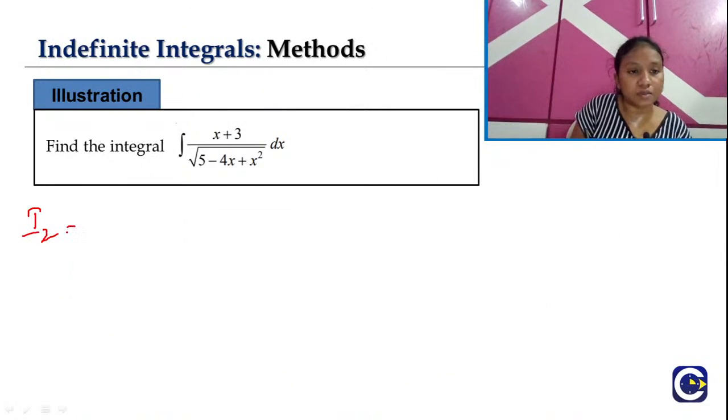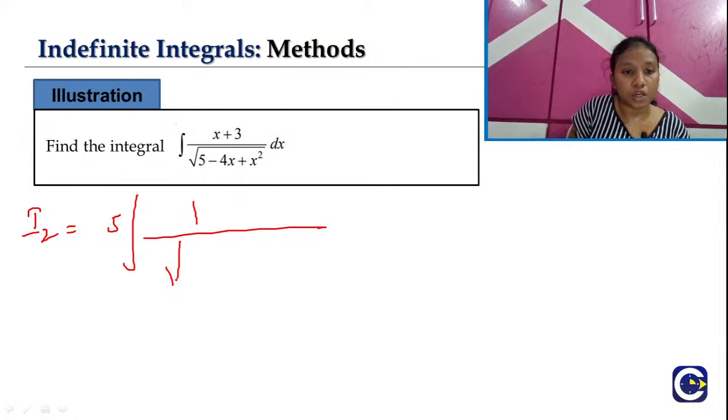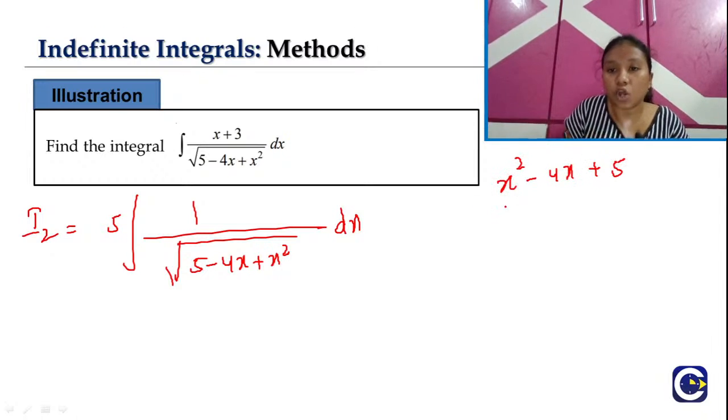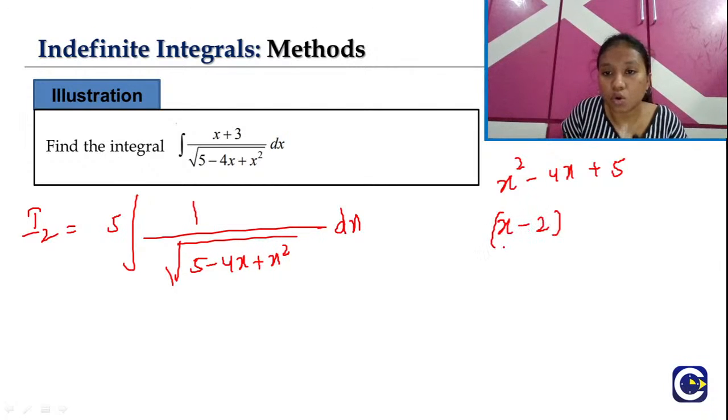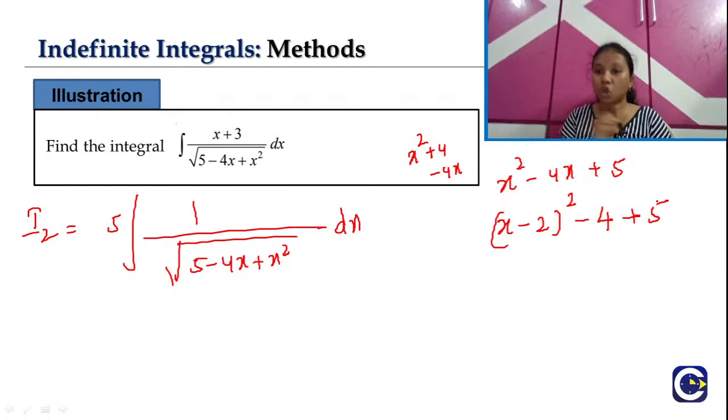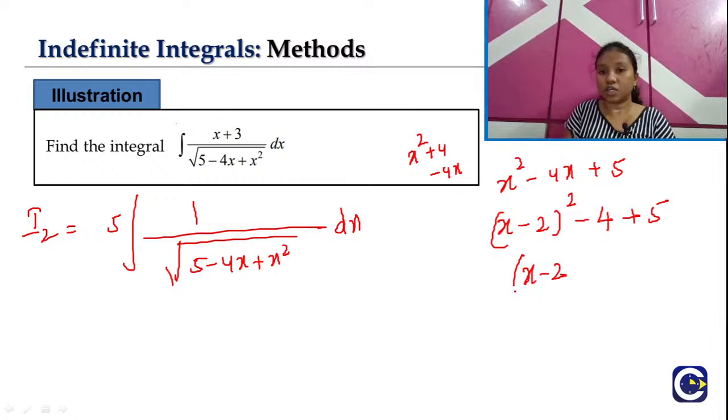So my I2 is nothing but 5 integration 1 by root over 5 minus 4x plus x square into dx. Now our aim is to rewrite this quadratic expression, x square minus 4x plus 5. How can I write it? It will be x minus 2 whole square. If I write x minus 2 whole square, what do I have to add? It gives x square plus 4 minus 4x. I already have the minus 4x and x square, but there is an extra plus 4 which I have to eliminate, so I subtract 4, and plus 5 constant is already there. So this entire expression turns out to be x minus 2 whole square plus 1.